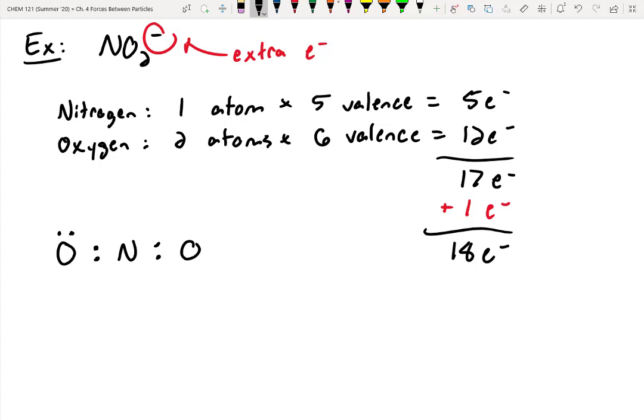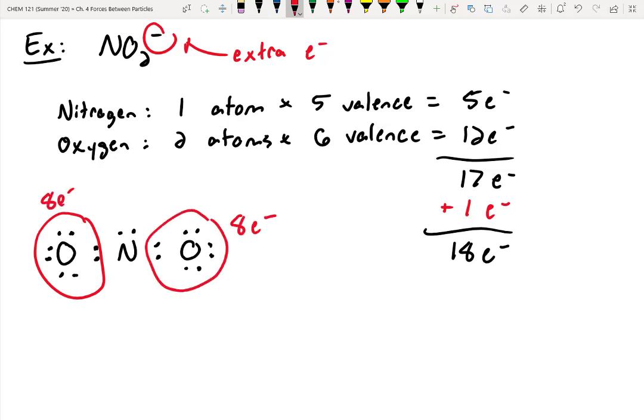So 1, 2, 3, 4, 5, 6, 7, 8, 9, 10, 11, 12, 13, 14. Right? So if I look at all of these electrons, it adds up to 18, which is good. However, let's double check things. So over here, I've got 8 electrons. That's good. Over here, I've got 8 electrons. That's good. Let's check the nitrogen. Uh-oh, we only have 6 electrons for nitrogen, which means it's going to need to share from one of its neighbors. So let's try working on that.